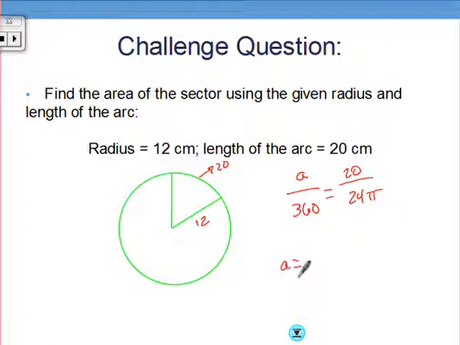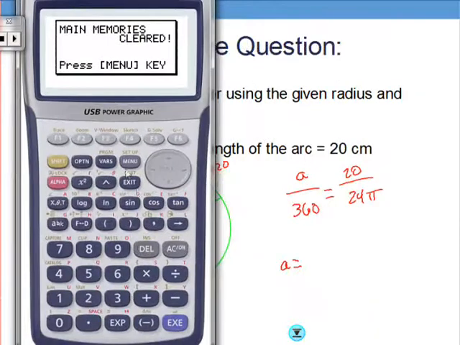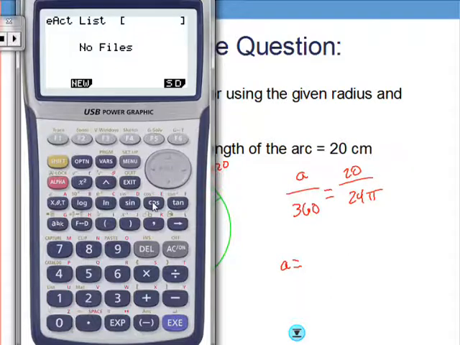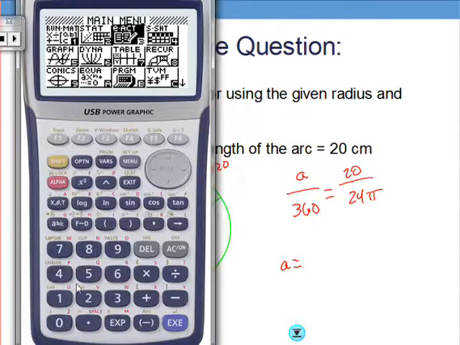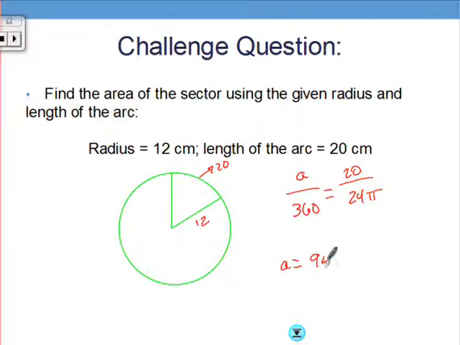So the angle equals, and let's get our good calculator back out. I'm going to do 360 times 20 divided by 24 pi. Whoa, none of that happened. I'm going to do 360 times 20 divided by 24 and then shift exp. And I get 95, so the angle is about, and we're going to round here just for the sake of ease, 95 degrees.